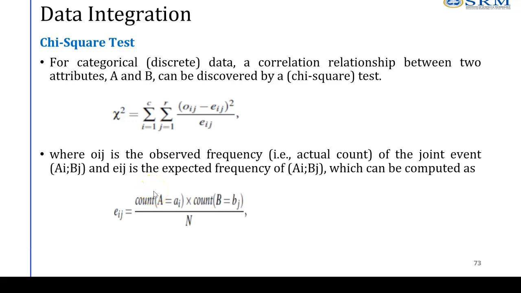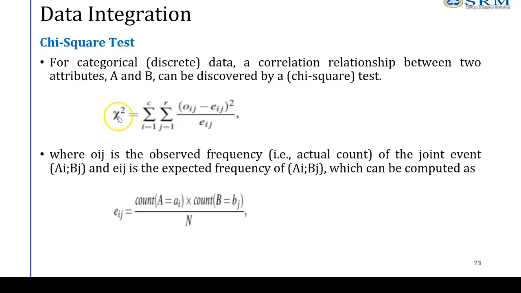Hi guys, in the last video we saw data integration and correlation analysis for numerical and categorical data. In this video we are going to look into the chi-square test, which can be used to find the correlation relationship between two attributes, where these attributes could be categorical data. For categorical data, a correlation relationship between attributes A and B can be discovered by the chi-square test.